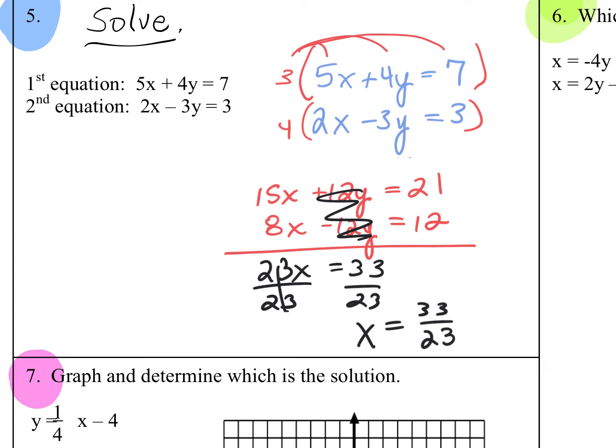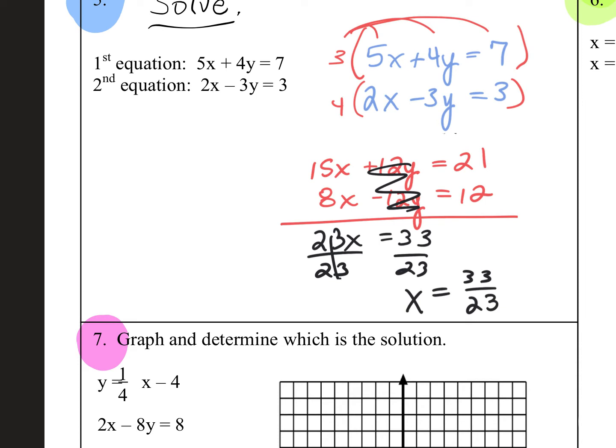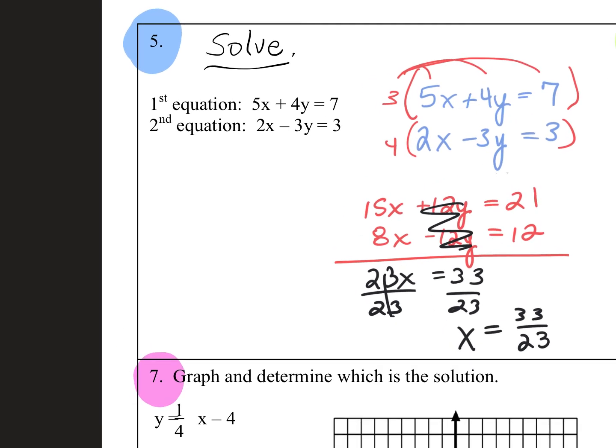Allie, did you do it the other way? Yeah, I got y equals 1 over negative 23. Okay, so let's go backwards here. Which one should we plug x into? Want to do the 2x? Oh, yeah. Okay, so we'll say 2 times 33 over 23, right? Minus 3y equals 3.